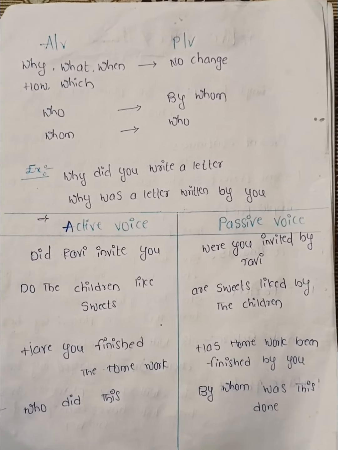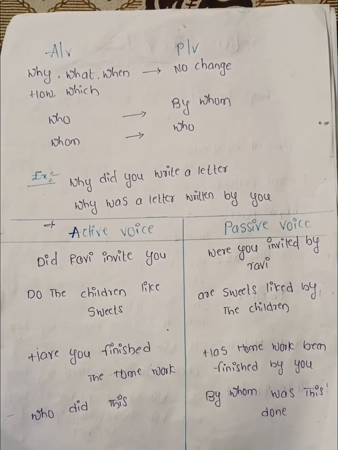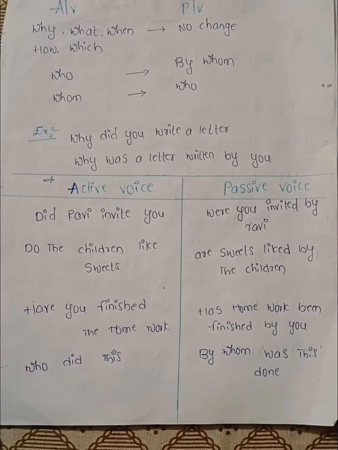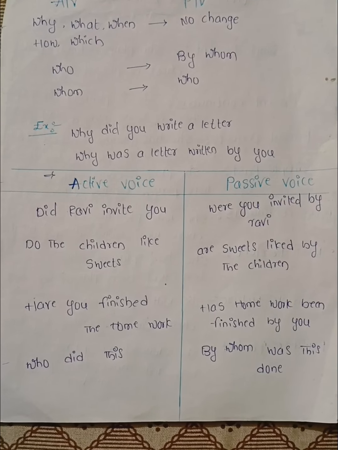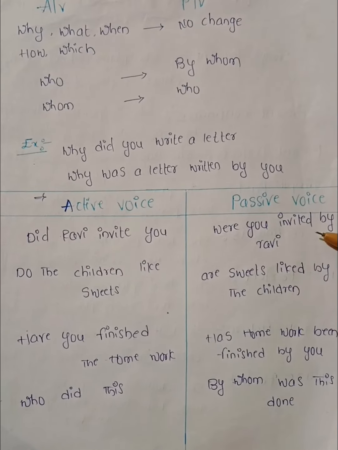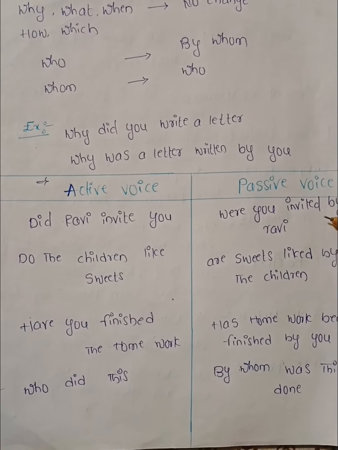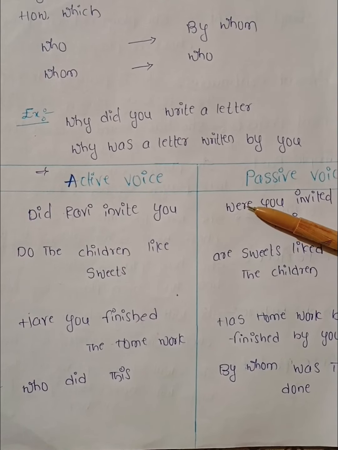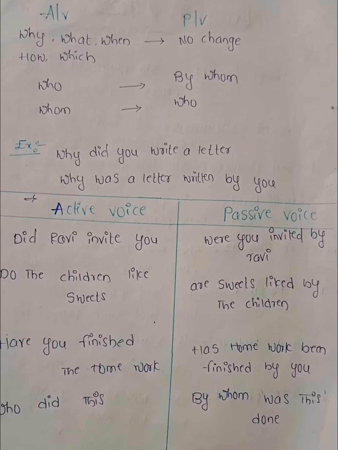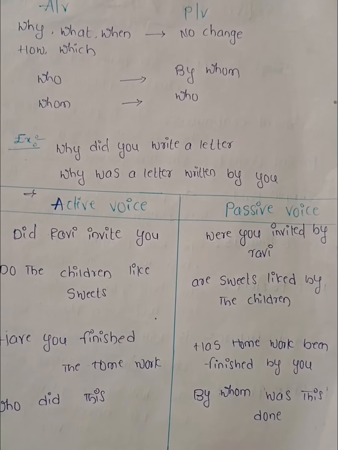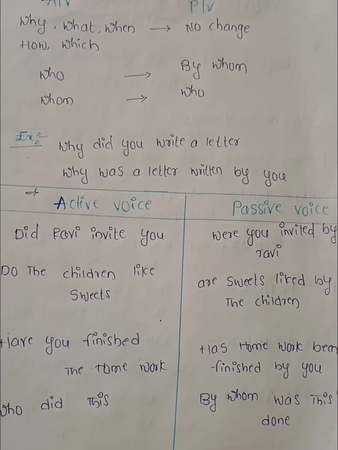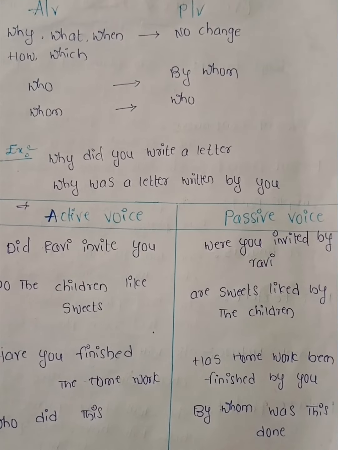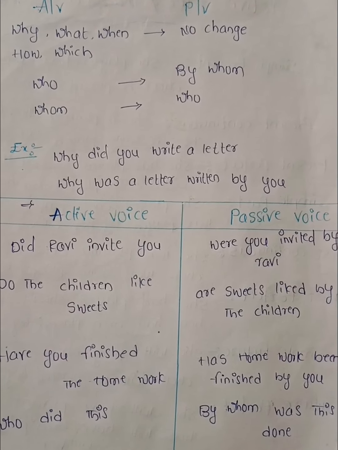Let's see how to convert yes or no questions from active voice to passive voice. For example, did Ravi invite you? First we have to identify the tense. It is in past tense. Then we have to interchange the subject and object. What is the object in this sentence? You. And the subject, Ravi. After interchanging the subject and object, we have to write the verb. Yes or no questions must start with a helping verb. So we have to use were here because it is in past tense.